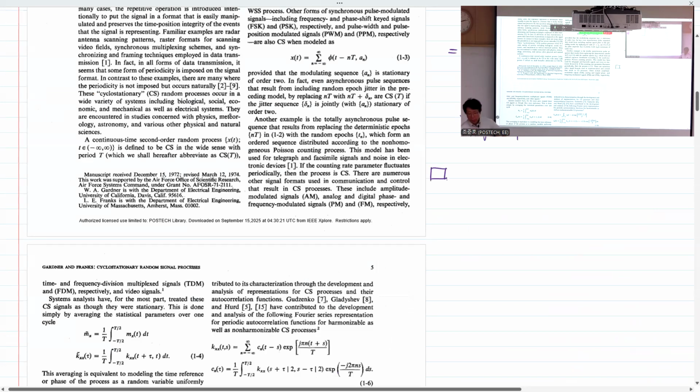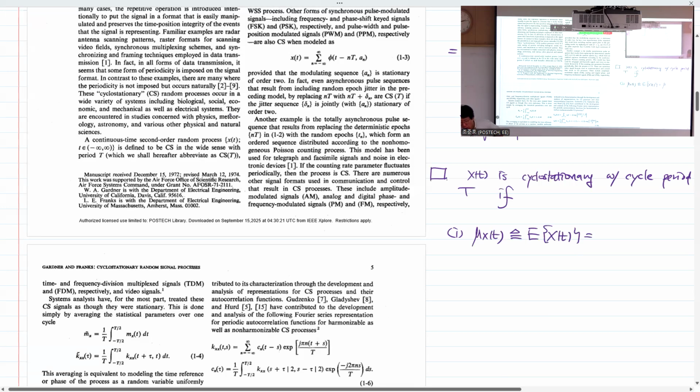Then x of t is cyclostationary with cycle period T means what? I've already introduced this definition. The first, its mean path, denoted by mu sub x of t, satisfies what? Periodicity with period same as cycle period.